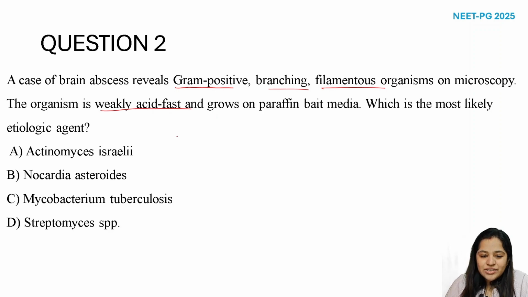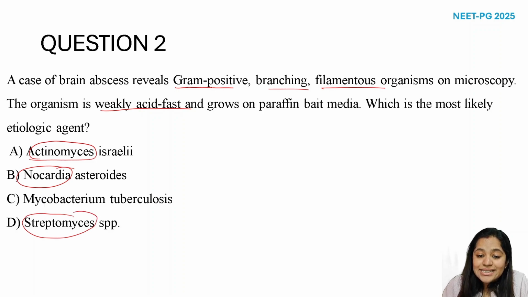Now, based on all three, I can narrow it down to your Actinomyces, Nocardia, and Streptomyces. Okay, since it is gram positive branching and filamentous, I am not narrowing it down to Mycobacterium tuberculosis. Why? Because it is not filamentous. Clear? So Mycobacterium TB is out here. Now this is weakly acid fast also, so your Actinomyces is also out, because it's not acid fast. Okay. Then we have your Nocardia and Streptomyces.